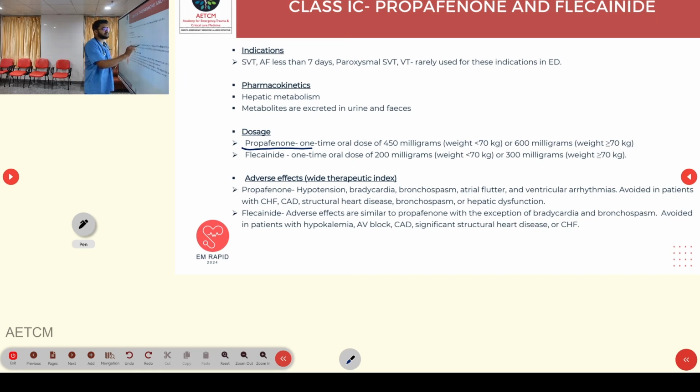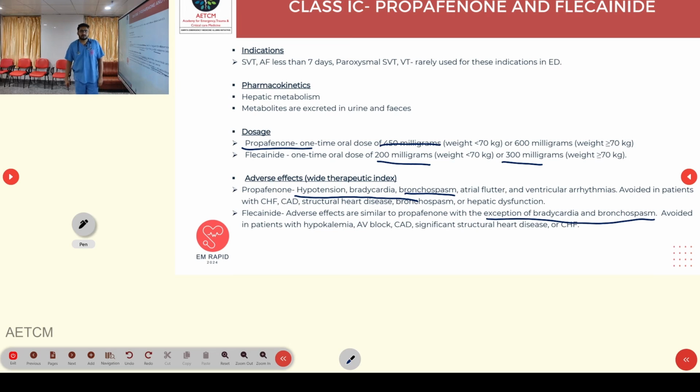Propafenone is a 450 mg one-time oral dose for less than 70 kg, and 600 mg for greater than or equal to 70 kg. Flecainide is also a single dose: 200 milligrams for less than 70 kg, and 300 for greater than or equal to 70 kg. Adverse effects: it also has a wide therapeutic index, and the similar side effects of antiarrhythmic agents are seen here. Also, there can be bronchospasm and other arrhythmias. Flecainide has similar adverse effects with the exception of bradycardia and bronchospasm, which occur only with propafenone.